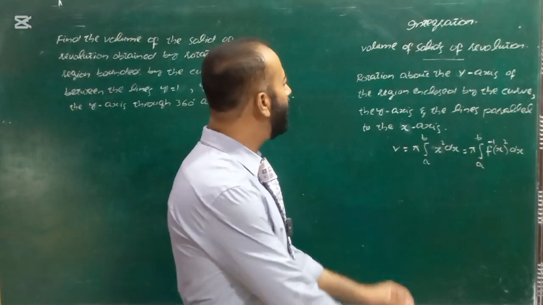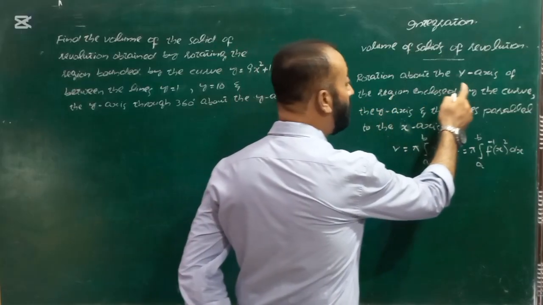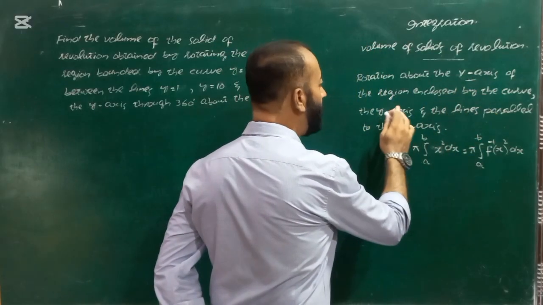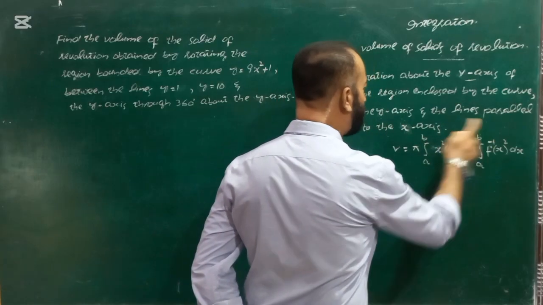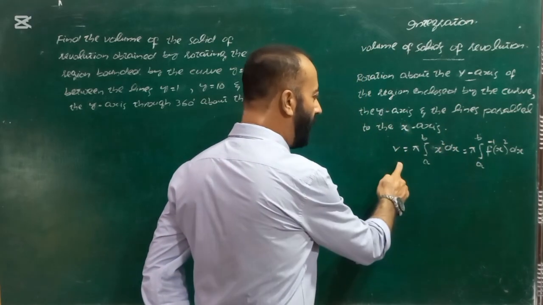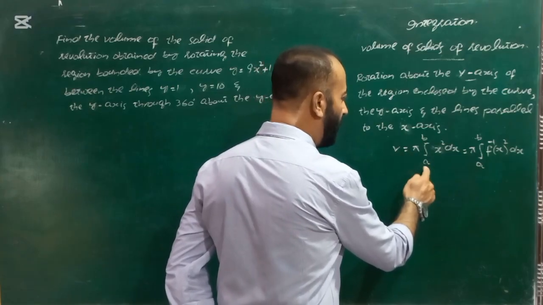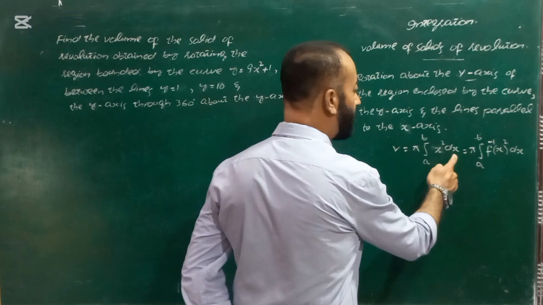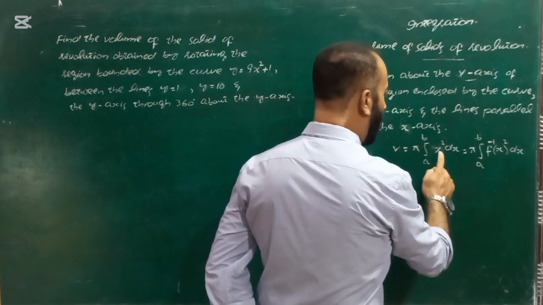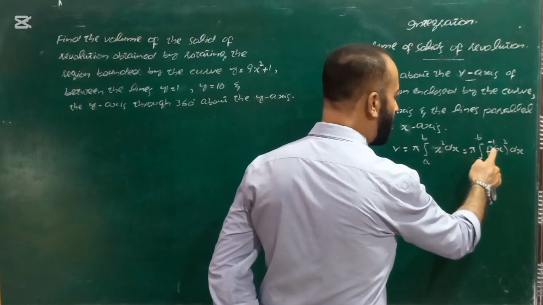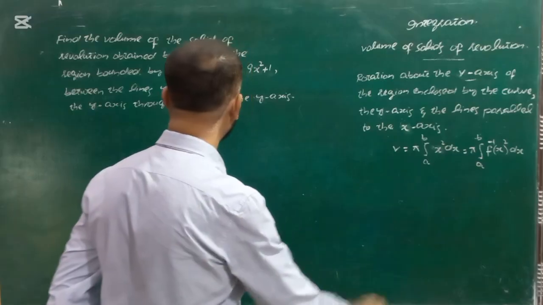The next category in the volume of solids of revolution is rotation about the y-axis of the region enclosed by the curve, the y-axis and the lines parallel to the x-axis, which will be given by volume equals pi, limit from a to b, x squared dy. Because the requirement is now about the y-axis, x will be equal to f inverse of y, so f inverse squared dy. So this is the thing which is ignorable.